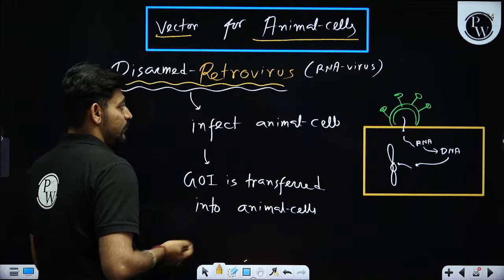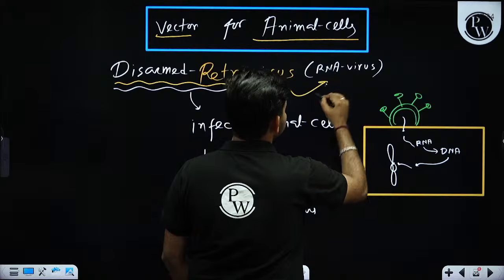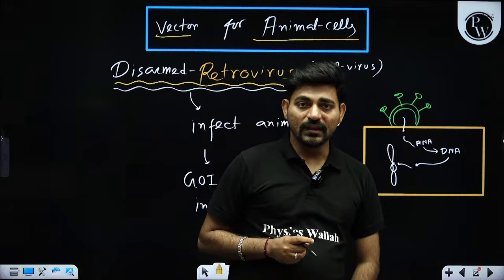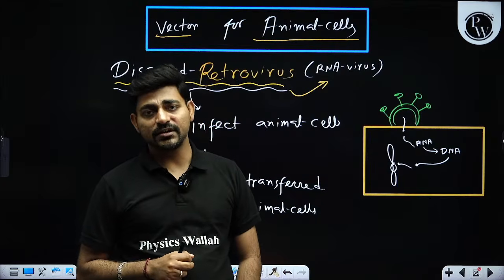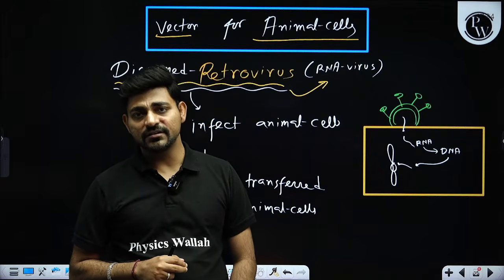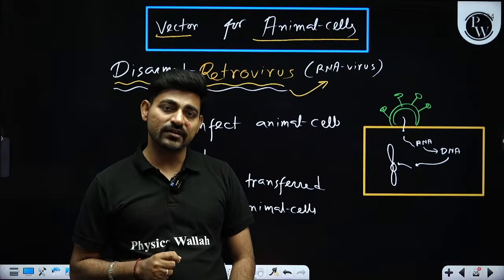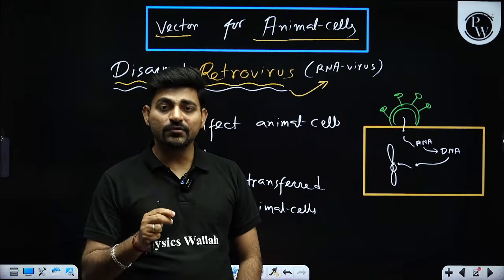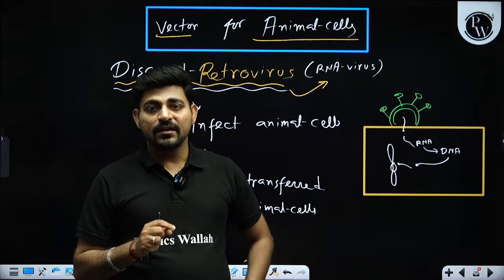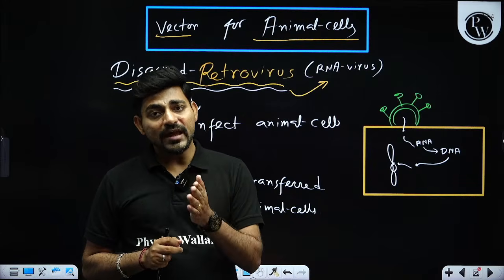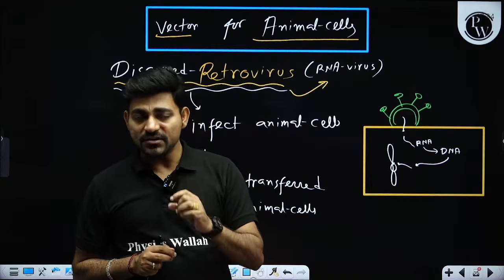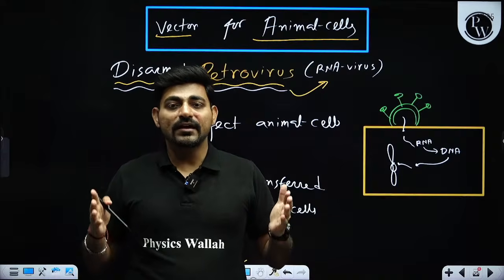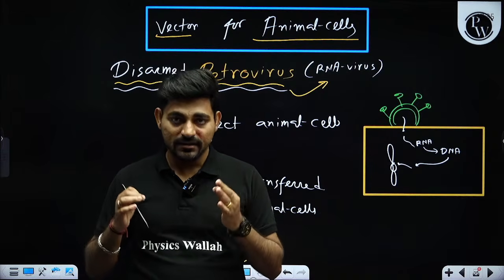What are retroviruses? They are primitive RNA viruses, right? Like HIV, yesterday we were studying about HIV infection. So HIV is also one of the retroviruses. There are many retroviruses available. So what you have to do in the laboratory is eliminate the disease-causing potency of that particular retrovirus, and that is called a disarmed retrovirus.